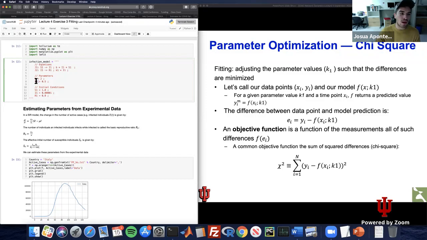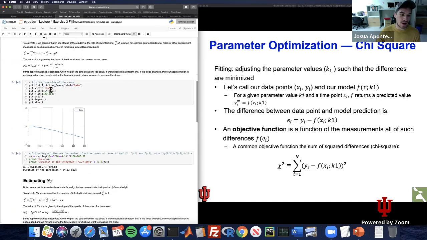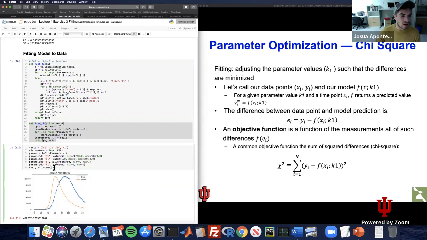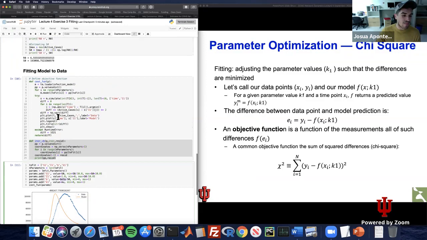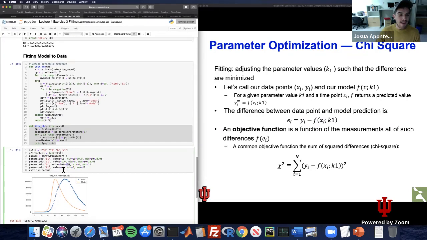K1 corresponds to mu, and beta corresponds to beta times S naught. So that's why here, as an initial guess for S1, we pass our estimated S naught. This one is not that important. We'll just set it to 1. For beta, we pass our estimate of beta divided by S naught. And then for K1, our estimate of mu.